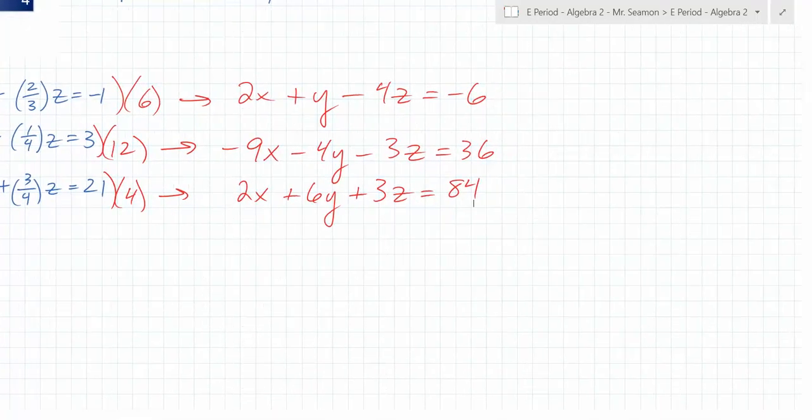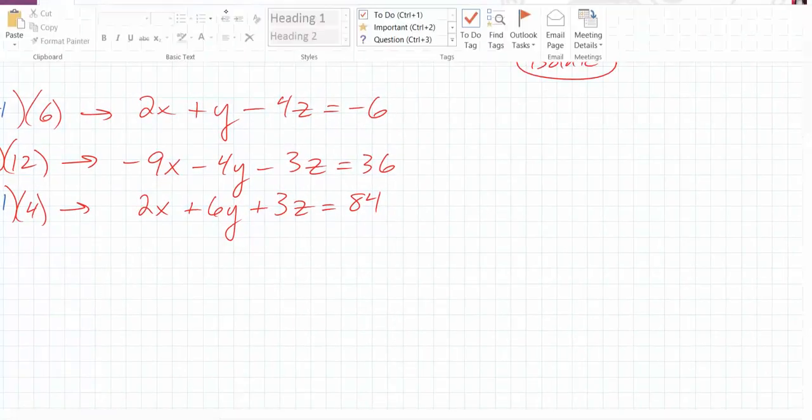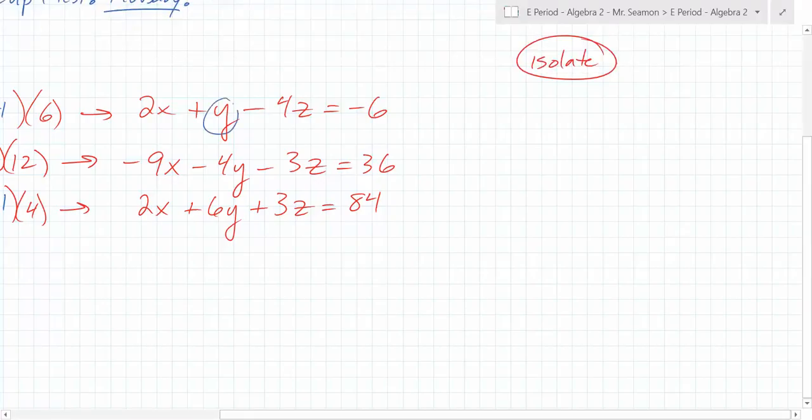What do we do next? One word. What should we do next? Isolate. Excellent. Nick, which one should we isolate? I love y in the first one. Excellent. Why did you pick y in the first one? It's pretty much already isolated, exactly. So what's it going to be? Negative 2x plus 4z minus 6.